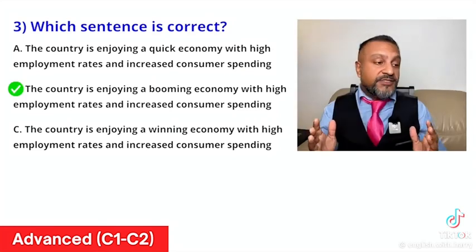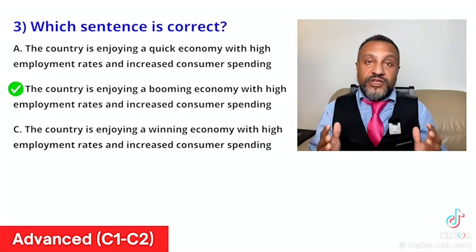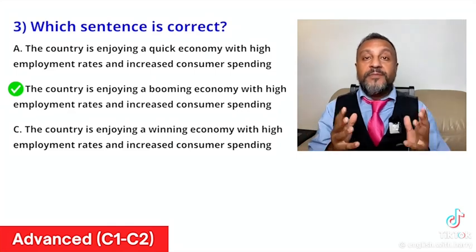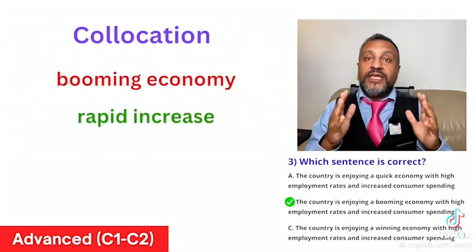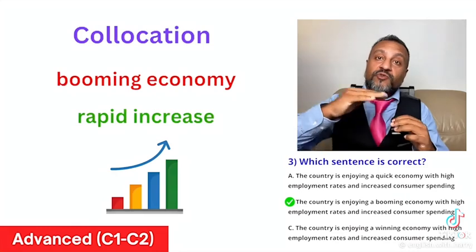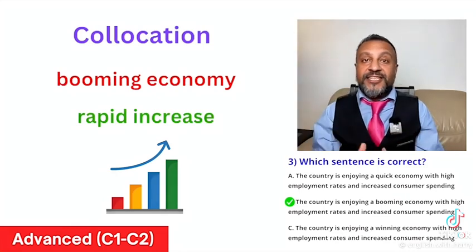The correct answer is the country is enjoying a booming economy with high employment rates and increased consumer spending. But why? This is a collocation. Booming economy means a rapid increase in the economy.